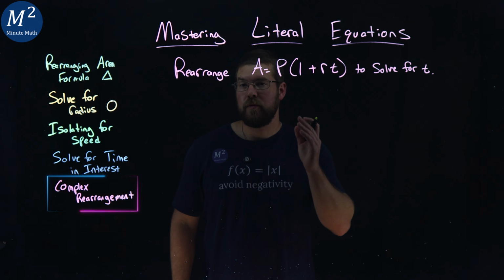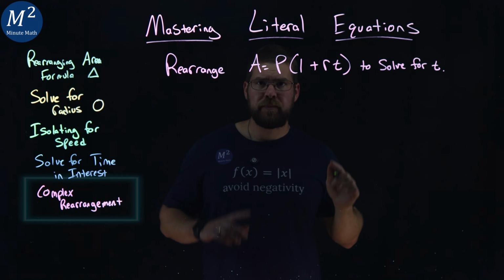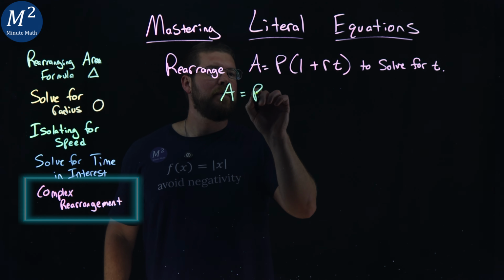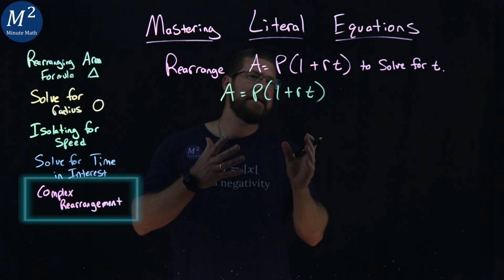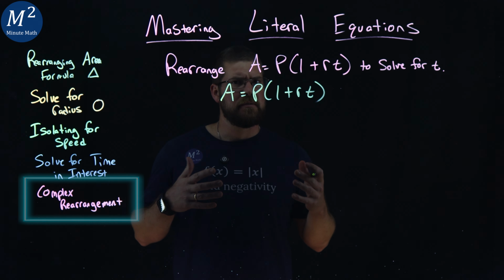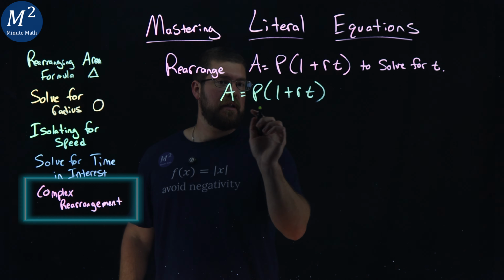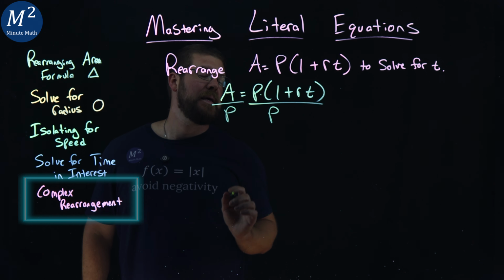Rearrange A equals P times 1 plus RT to solve for T. All right, let's first rewrite our equation. A equals P times a 1 plus an RT. We want to get T by itself. We kind of want to reverse the order of operations. We're going to start from the outside in, okay? So I'm going to get this P over to the left. It's multiplication going on here. I'm going to divide both sides first by P.